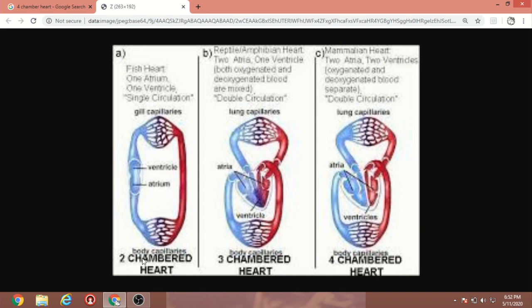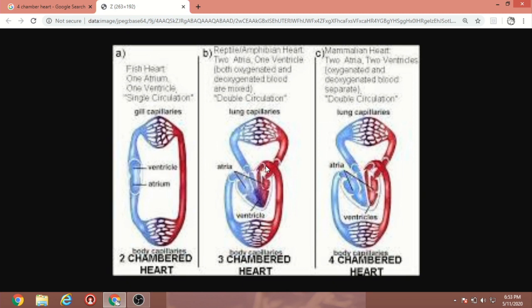So with a 2-chambered heart, you just have a ventricle and an atrium. With a 4-chambered heart, you have 2 atriums at the top and 2 ventricles at the bottom. So we've talked about both of those. It's this 3-chambered heart in the middle that refers to reptiles and amphibians. And you basically are still going to have 2 atriums. You're still going to have 2 places where blood comes into the heart.